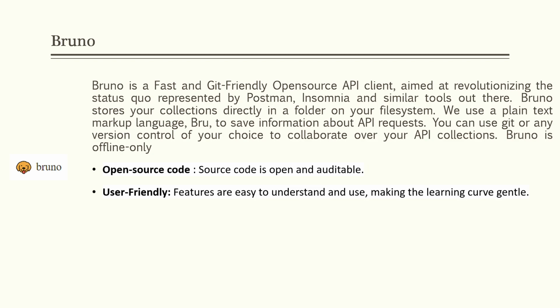Bruno stores your collection directly in a folder on your file system. It's the opposite of Postman, which wants to send all the information to their server. They use a plain text markup language, called Bru, to save information about API requests. You can use Git or any version control features to collaborate over your API collection. Bruno is offline only, which is a good thing also. It's open source and user friendly, and we can see how it looks.